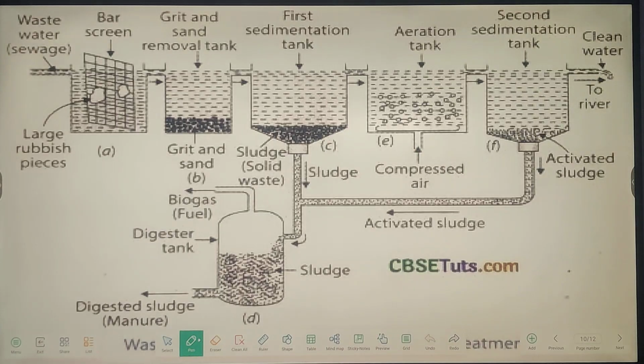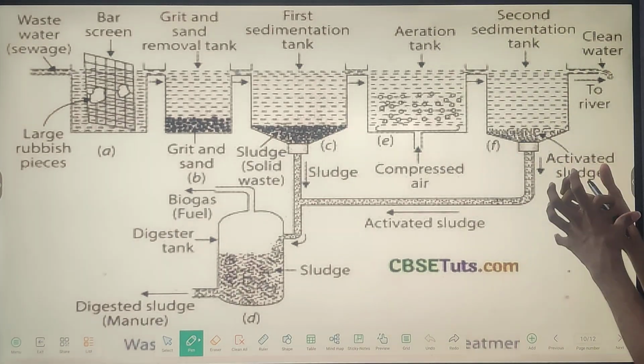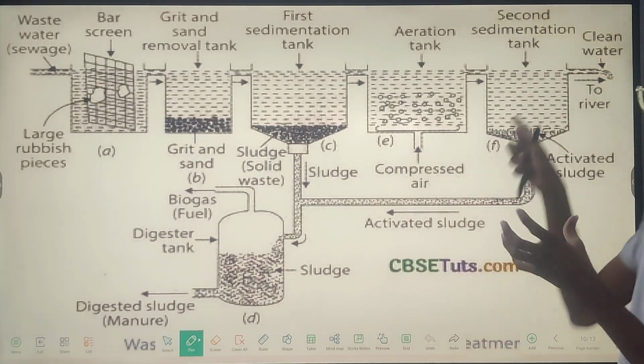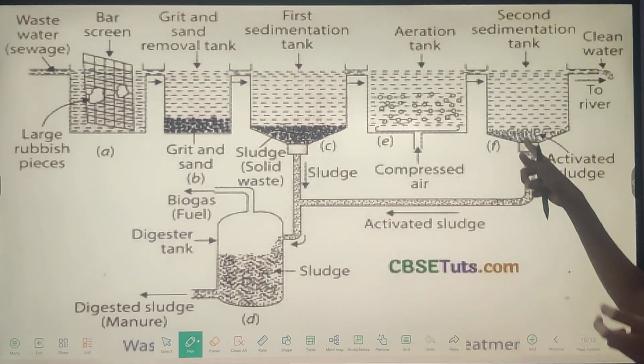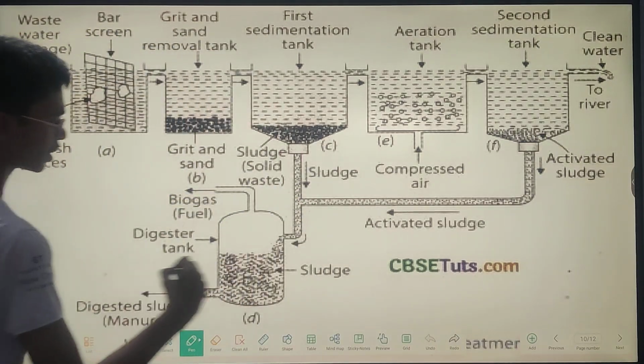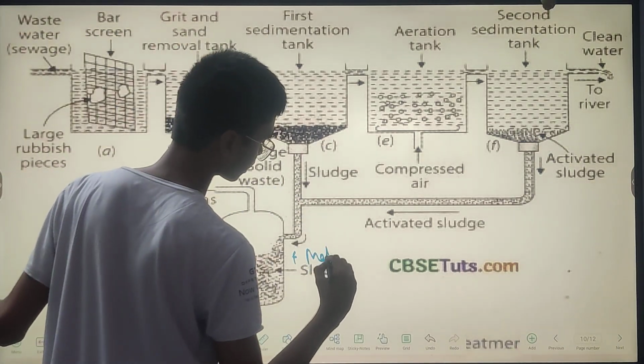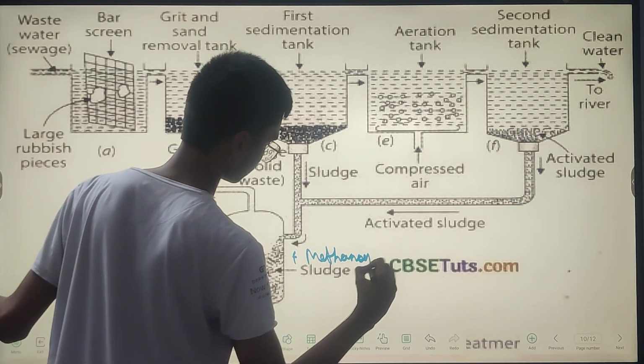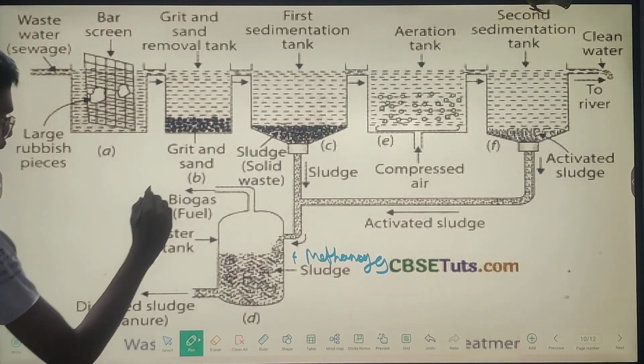Then the secondary sedimentation tank is there. This is the place where this flock is going to be sedimented. Then it is going to be here, then it comes here. So here you are going to add also methanogen, and then the biogas is going to be coming out.